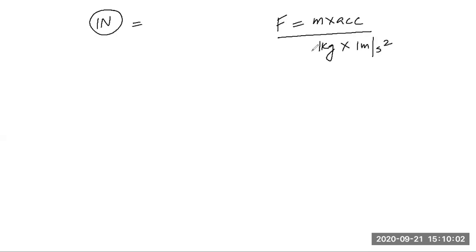Whenever somebody asks you to define something, think about the formula, how you will get that. 1 Newton is one force. Force is equal to mass into acceleration. From this you will get the unit. If mass is 1 kg and if acceleration is 1 meter per second square, force will be 1 Newton. So what will be the definition of 1 Newton force?